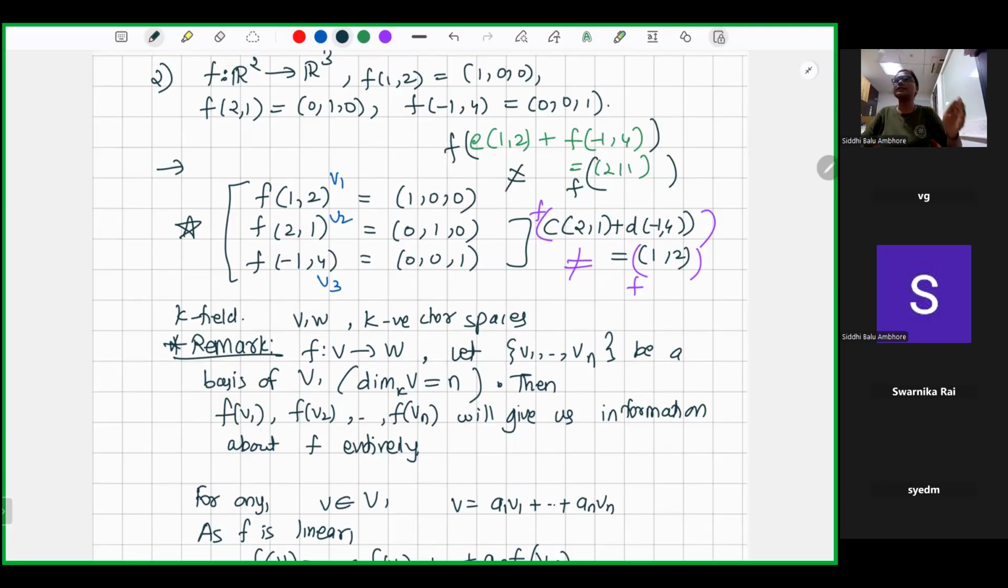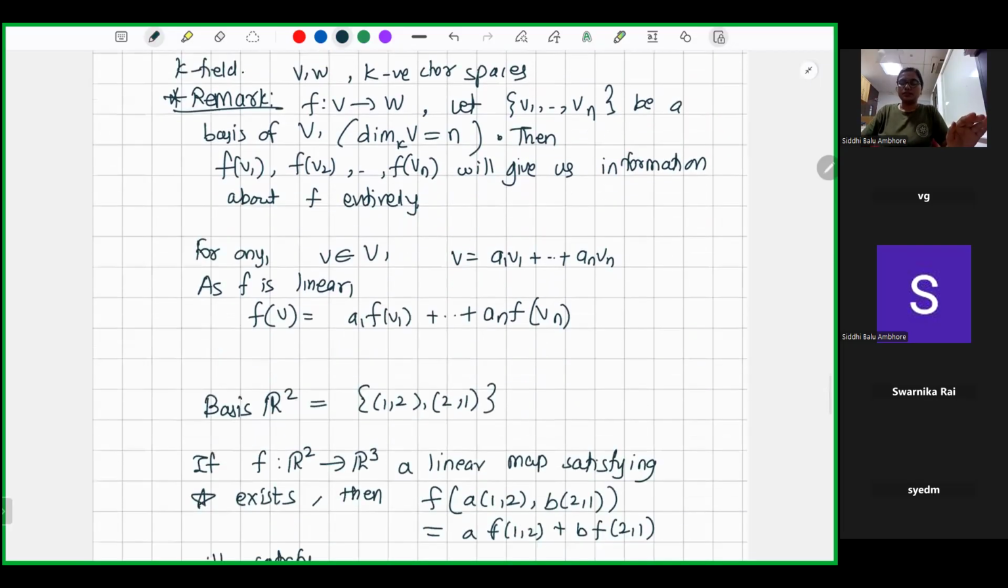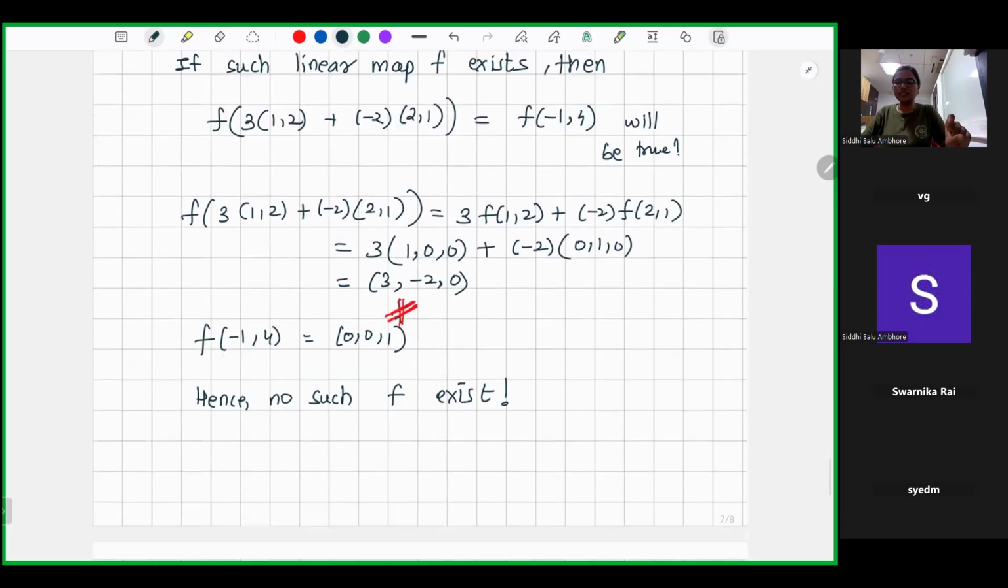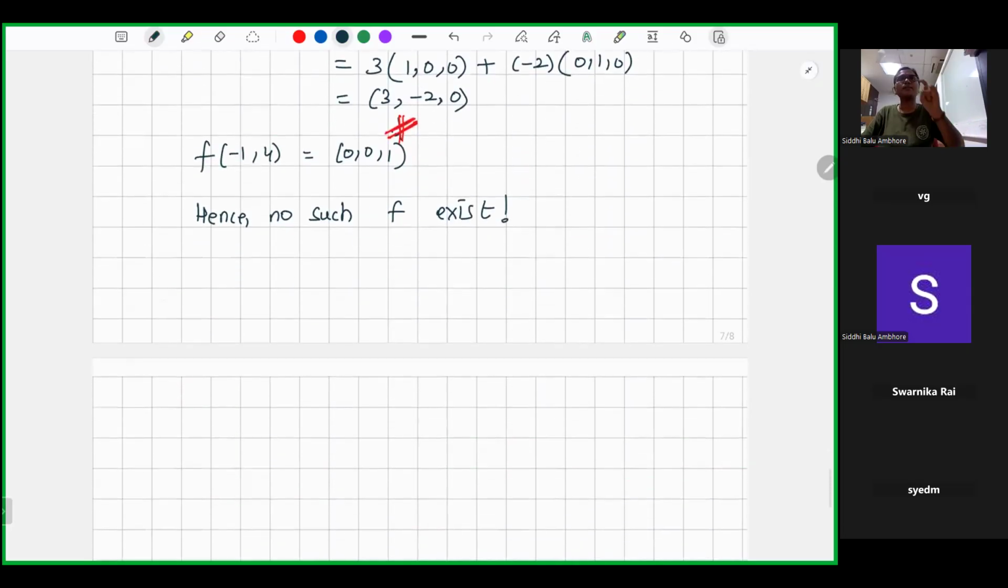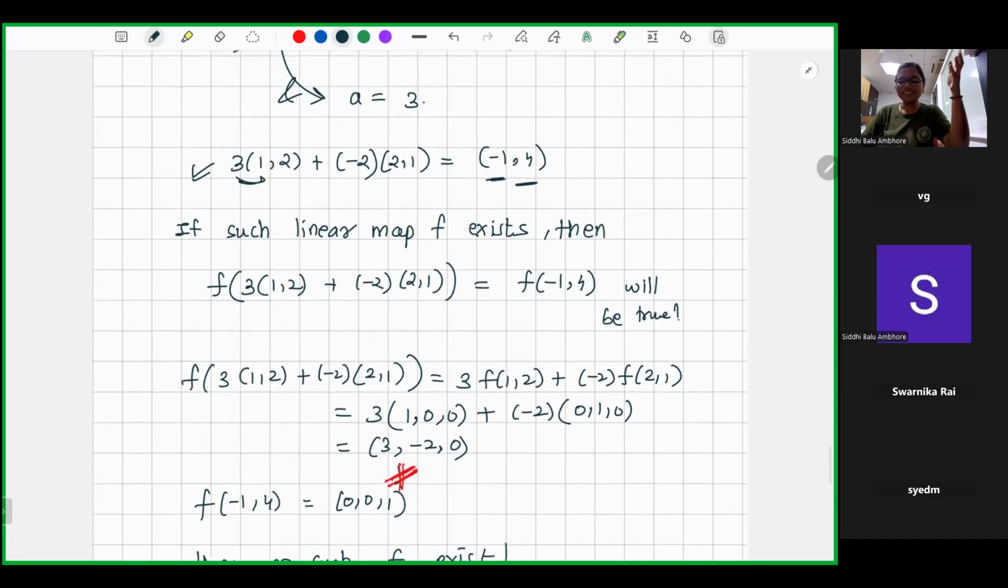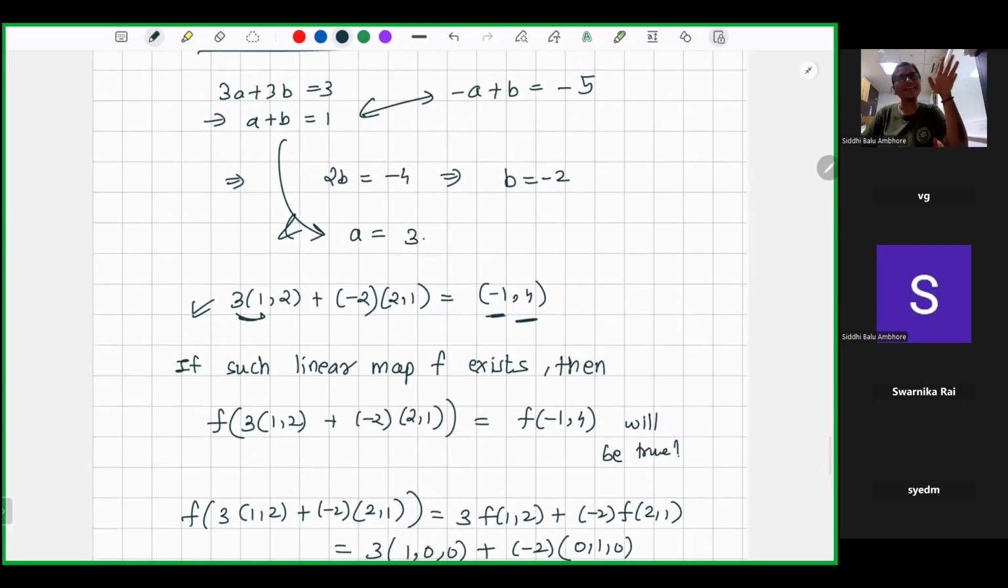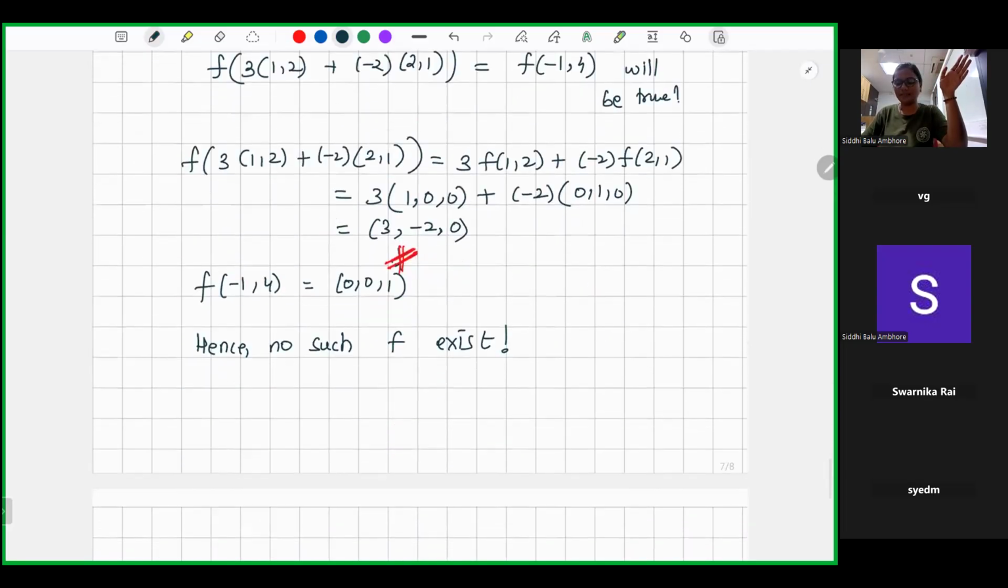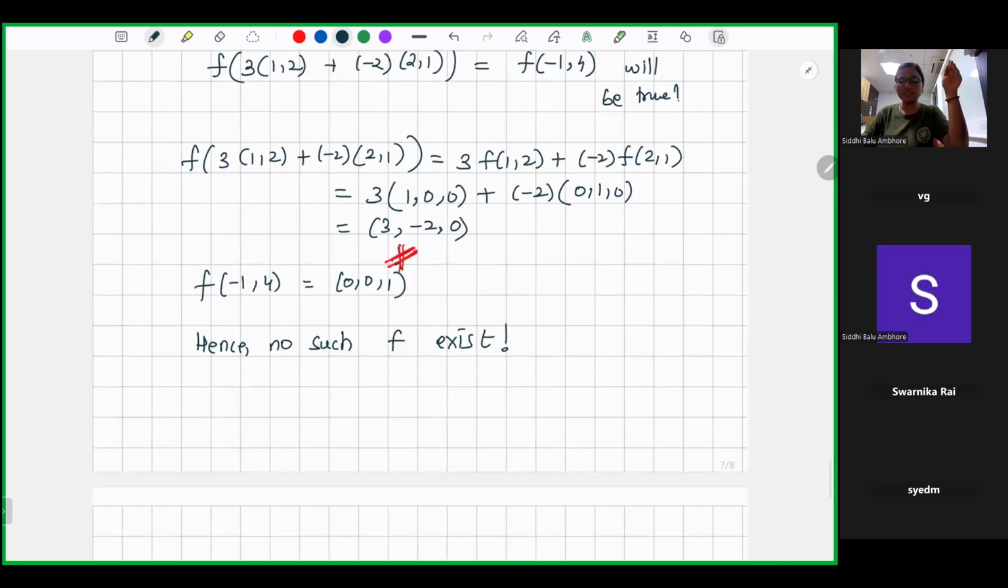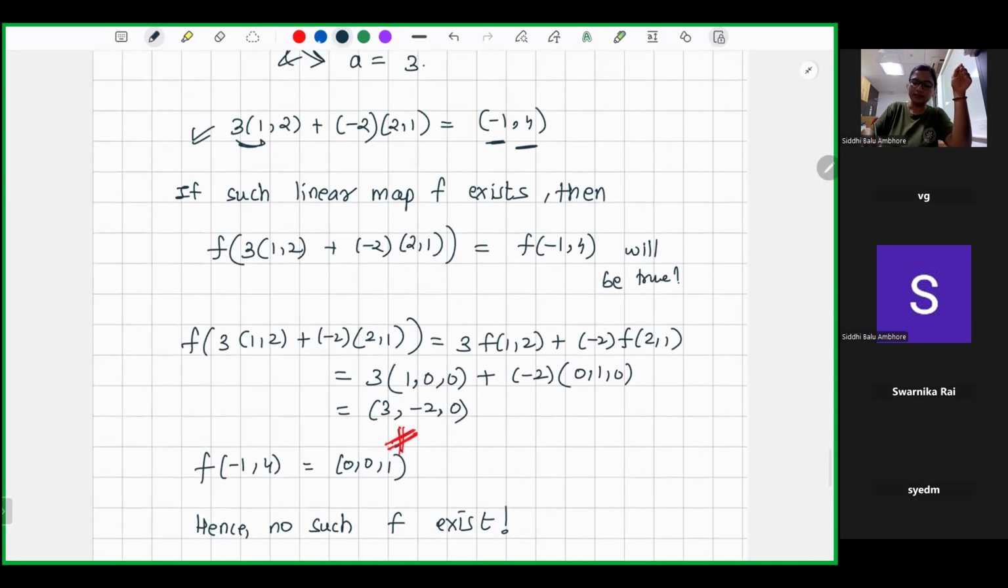Because if such a linear function exists, then it must satisfy these properties. Is it okay that no such f exists? Yeah, that's fine here, it seems. It is correct. No such f will exist, because if it has to exist, it would satisfy this condition.